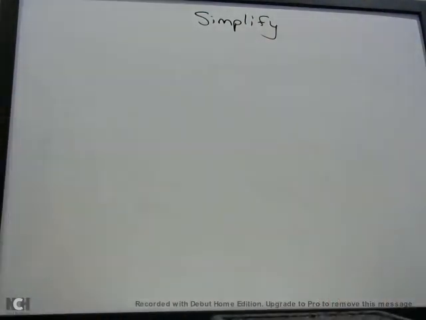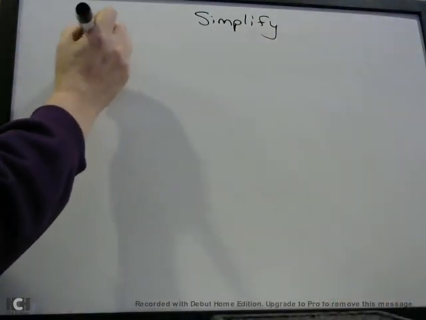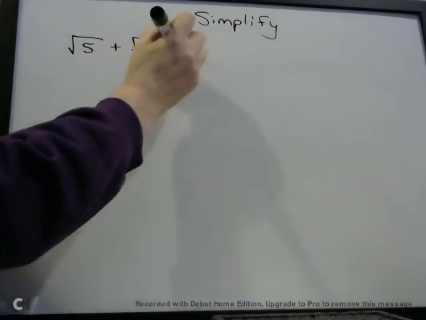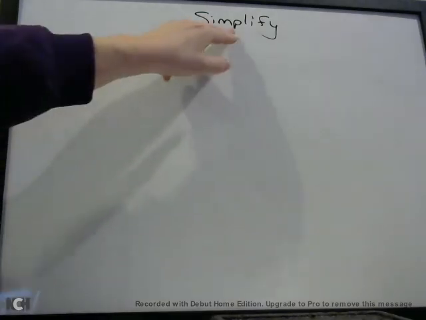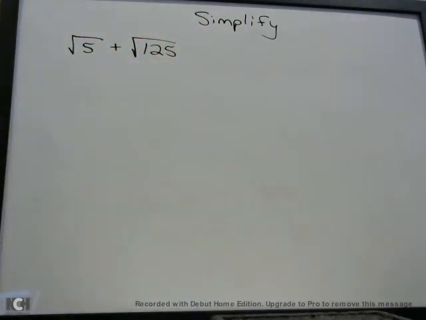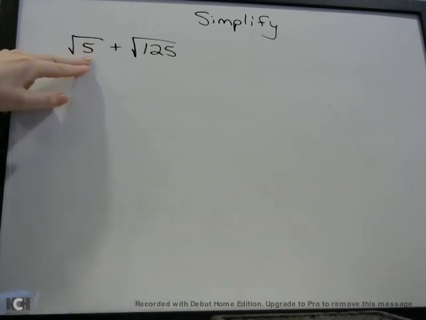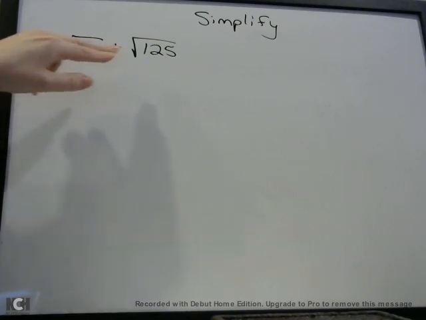If you have a problem, let's just say it's square root of 5 plus the square root of 125. So this is a fairly complicated problem, and it says simplify this problem. Well, we know that the square root of 5 is not a whole number because we have memorized the whole number ones, and we know in the multiplication tables that there's no number times itself that equals 5. So that is simplified as far as it can get.